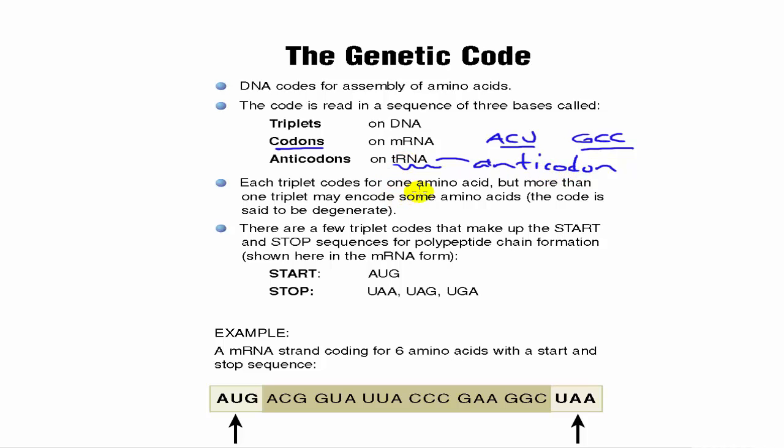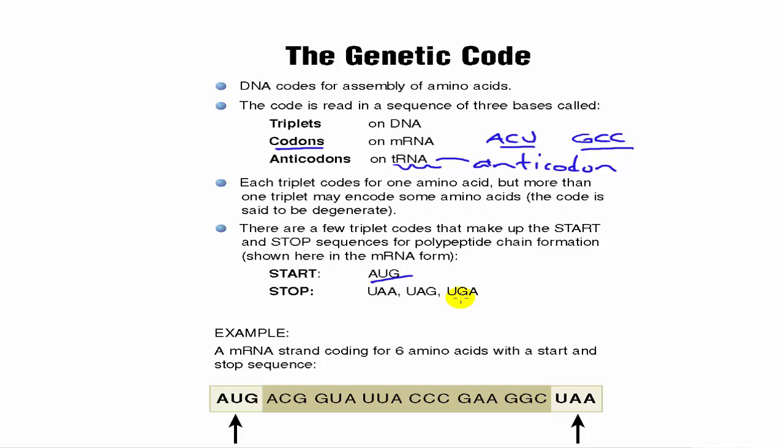So each triplet codes for 1 amino acid, but more than 1 triplet may encode some amino acids. The code is said to be degenerate or redundant because you have more than 1 possible code, which is actually a good thing. If you look at your chart of codons, you'll notice that if you had a mutation where the last base was actually changed, often you'll still get the same amino acid. Then there are actually some codons which don't code for amino acids. They are codons that tell the cell to actually start, which is AUG, and then there are codons which actually stop the protein so you don't keep adding amino acids.